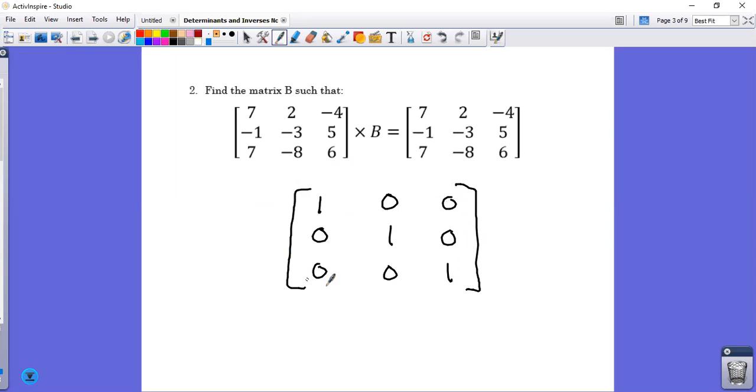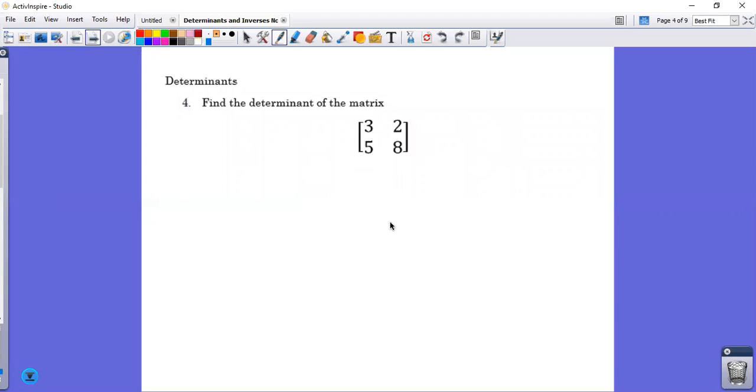Okay. So as you can see, it's this diagonal of ones that makes an identity. So if you wanted a 4 by 4 identity, it'd just be 4 ones and the rest zeros. So that's an identity. Now we're going to use these later. For right now, I just wanted to show you that.